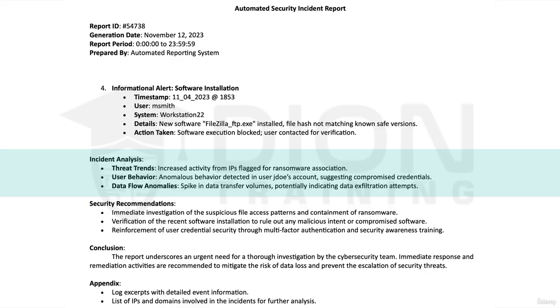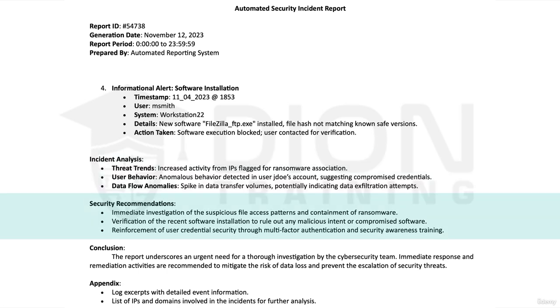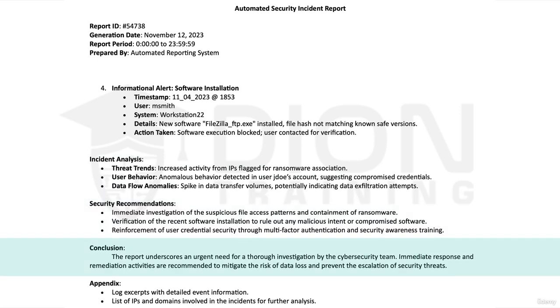After that, you'll have the incident analysis, and you can see here we have threat trends, user behavior, and data flow anomalies. We then have some security recommendations of what we can do based on the reports that we saw in this daily report, and then our conclusion, where we basically summarize what we did, what we saw, and what things need to be further looked at over the next couple of workdays. And then if we have any kind of appendix to this, it may include things like snippets of the logs to show us what was installed and what happened. We can see a list of the IPs and domains involved and other things like that.